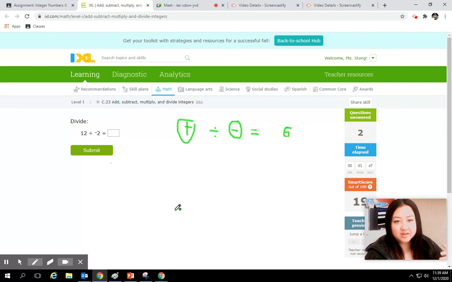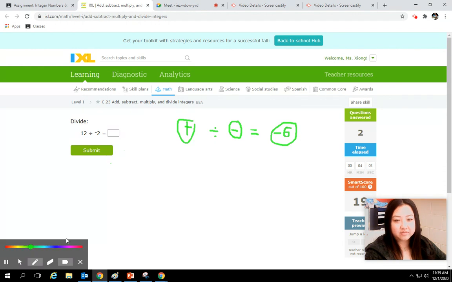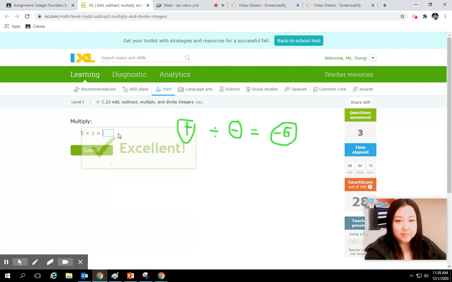When you're dividing, you think back to the same rule as when you multiply. So because it's a positive and a negative, at the end it has to be a negative. So I need to make sure I put -6. Good.